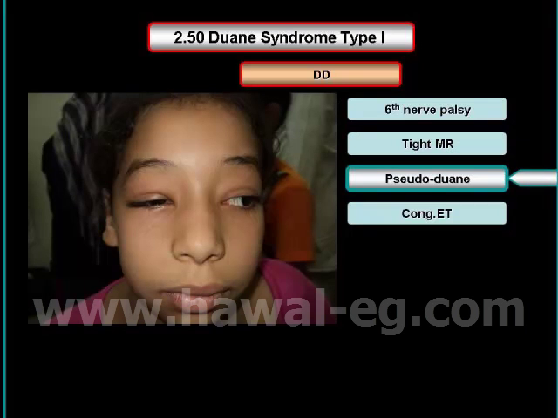Pseudo-Duane syndrome occurs in conjunctival scarring involving the temporal aspect of the globe, as occurs after repeated strabismus surgeries. It also occurs after repeated surgeries for pterygium or after removal of a conjunctival lesion. This girl has had repeated strabismus surgeries leading to this narrowing during adduction. This is called pseudo-Duane syndrome.